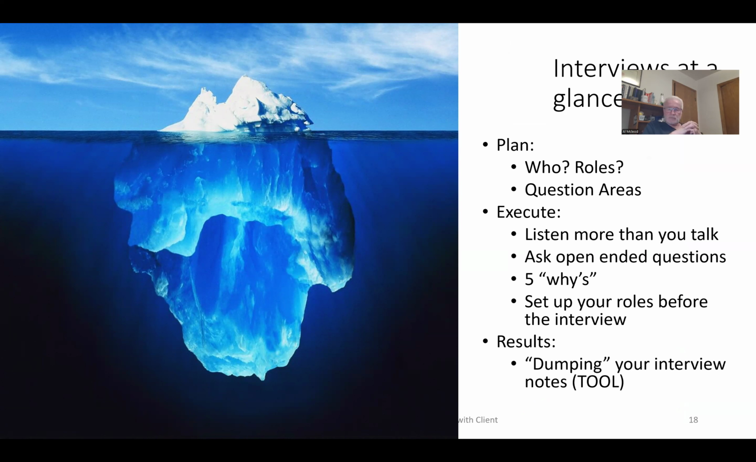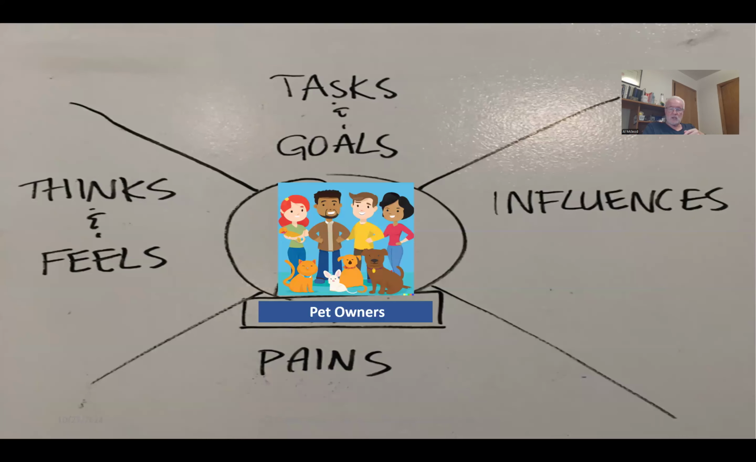When you're executing, you want to listen more than you talk, ask open-ended questions, use the 5 whys technique, which is like a child. When you ask a question, somebody answers you, you respond with another question, why again, until you get to the bottom line. Set up your roles before your interview so you know what you're going to do, and dump your notes into this tool. So here's a very simple tool. You could go as far as an empathy map, but this tool is about 80% of an empathy map anyway.